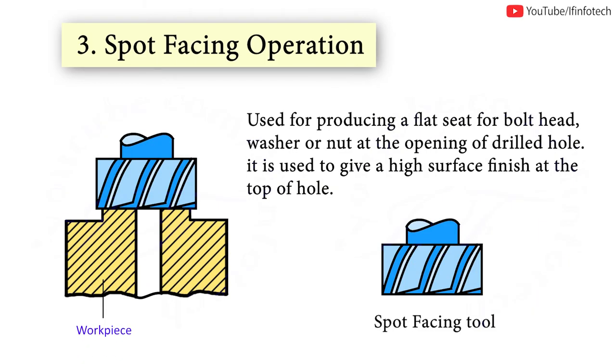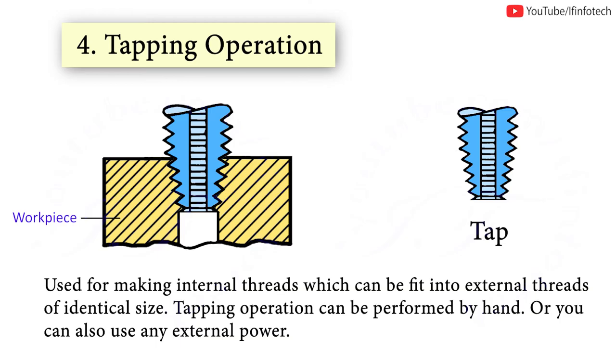The spot facing operation is used for producing a flat seat for a bolt head, washer or nut at the opening of a drilled hole. It is used to give a high surface finish at the top of the hole. Next is tapping operation. Here a tap is used for making internal threads which can fit into the external thread of identical size. That means here the tap works as a cutting tool. Tapping operation can be performed by hand, or you can also use external power for doing this.